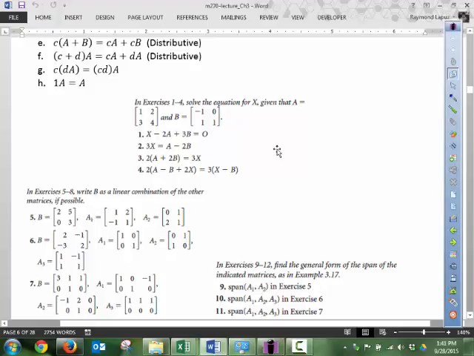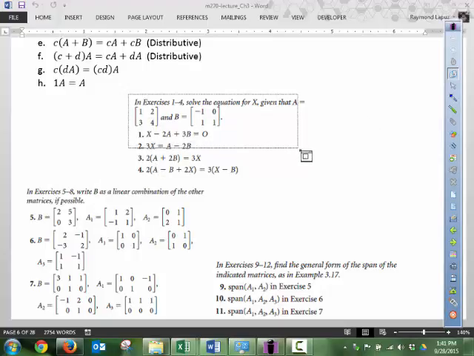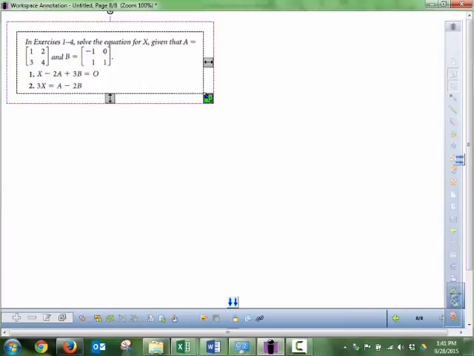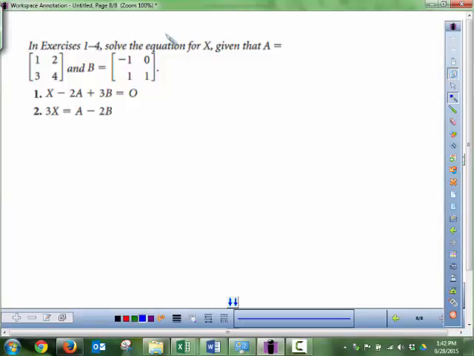Let's see. Solve. So you could pretend that this is just algebra and solve for it using the, what do you call it, addition property of equality or something. So let's do one of these. You want to do one or two?